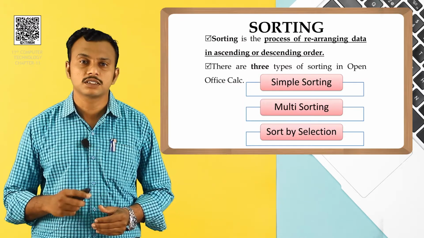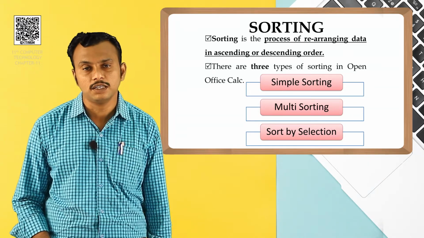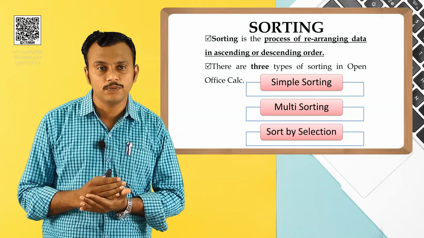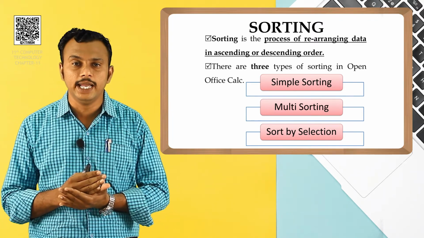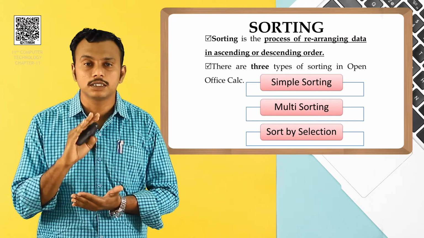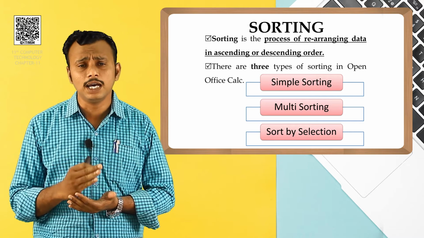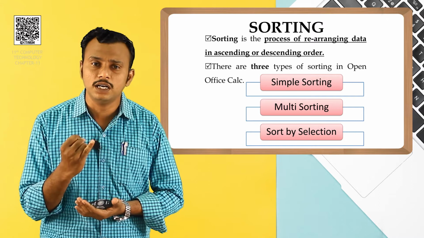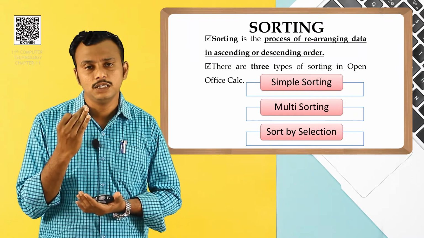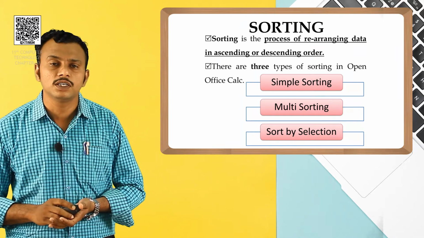Now we are going to discuss the next topic, sorting. What is meant by sorting? Sorting is the process of rearranging the data. Whenever we want to arrange the data, we can do so using the technique called sorting. There are three types of sorting. What are the three types? The three types of sorting are simple sorting, multi-sorting, and sort by selection. So these are the three different types of sorting.